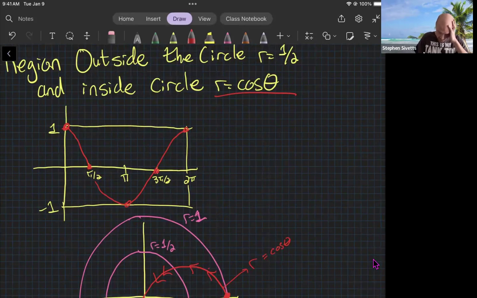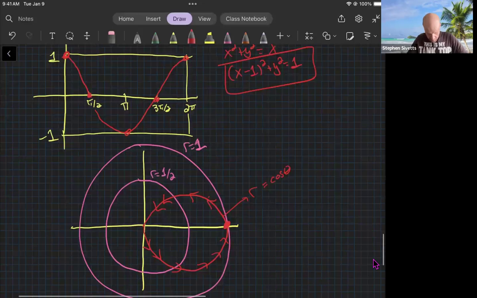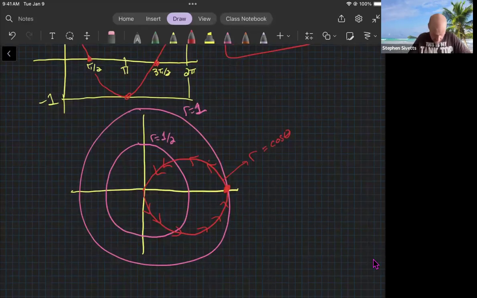And another way to do this, just multiply both sides by r in this equation. You'll have x squared plus y squared equals x. And you have to complete the square in this method, and you'll have x minus 1 squared plus y squared equals 1. So that's the other way to draw that circle.